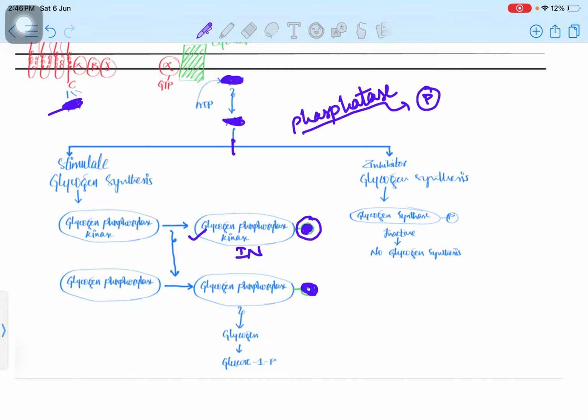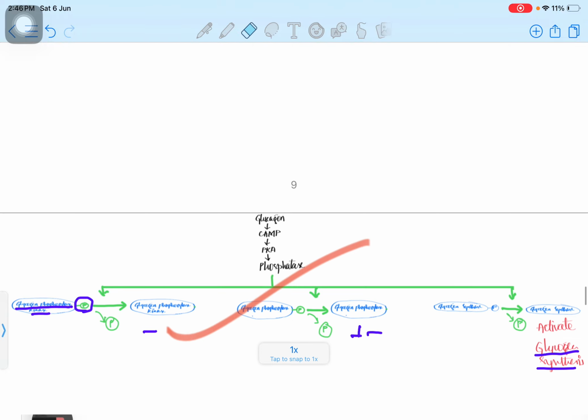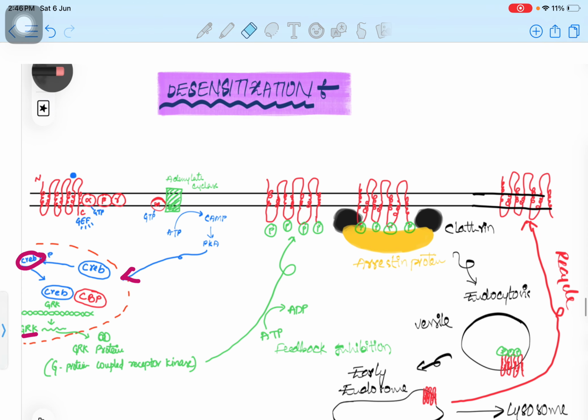Phosphatase also removes the phosphate of this glycogen phosphorylase, so this also goes inactive. But here the glycogen synthase is inactivated when the phosphate is attached. When you remove this phosphate with the help of phosphatase, what will happen? This inactivation becomes activation, and glycogen synthesis will happen. So this is what happens when the phosphatase comes. I hope you understand. If you see this slide two to three times, you will understand. Otherwise, everything will fly out of your brain.